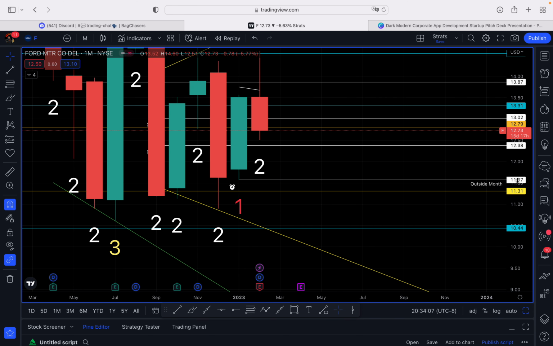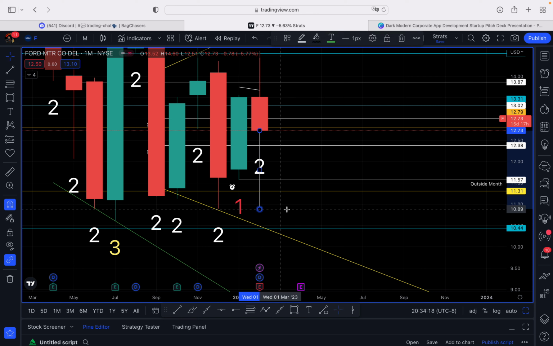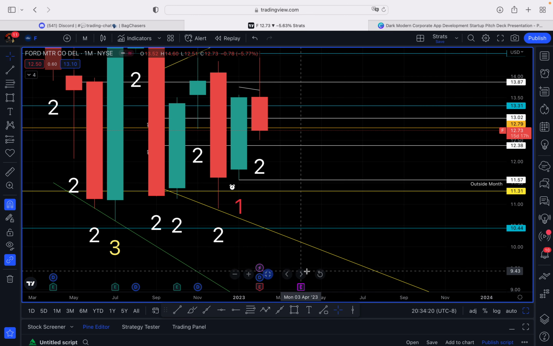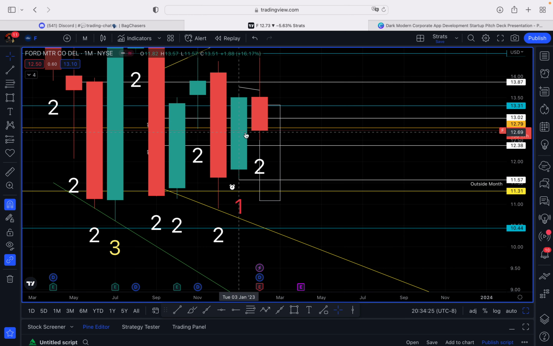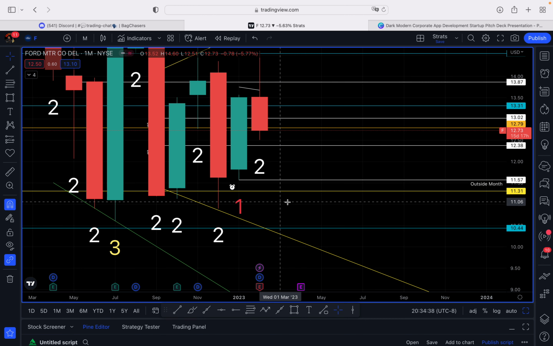So right now we need price to go below 1157 to take out this low and to turn this 2 into a 3, because this will now be an outside bar, right? It'll go like that. I mean, it will look like this, right? It'll take out the high and low of this one bar right here, right? So where's price right now? Price is at 1273. And the outside month is at 1157.